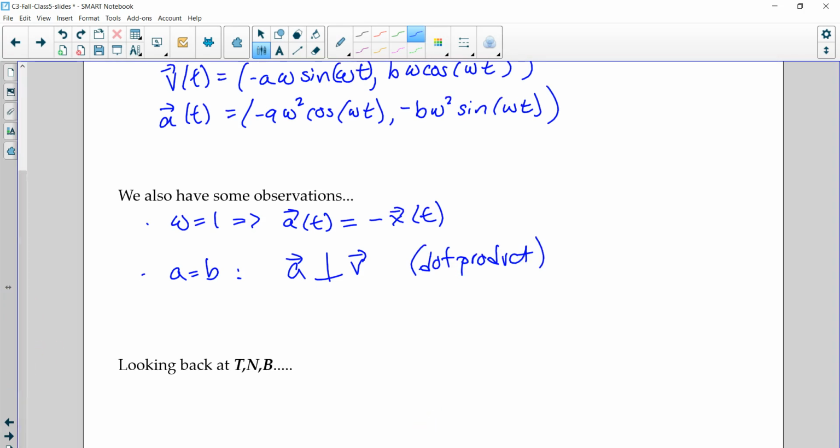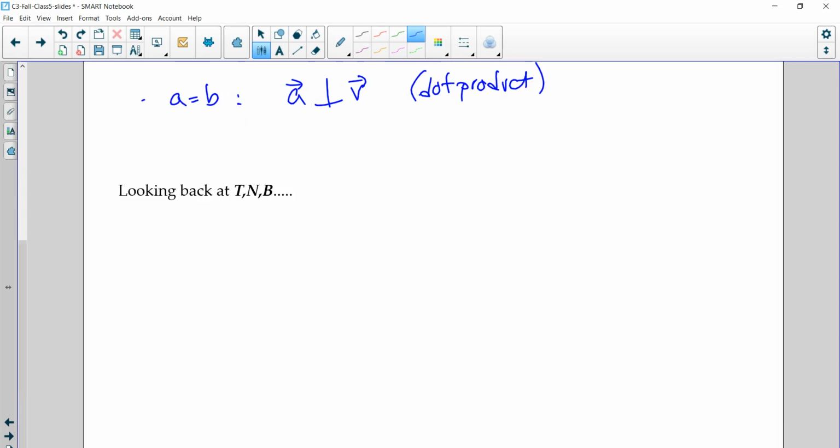But now I want to go back and look at how these things relate to T, N, and B. We might know this definition by now: T is the derivative of vector x over the length of that derivative of vector x. Well, as we said above, the derivative of x of t is just the velocity vector. So another way of thinking of the unit tangent vector is it's just the velocity vector over the length of the velocity vector, also known as the speed. Again, this part down here we think of as speed.